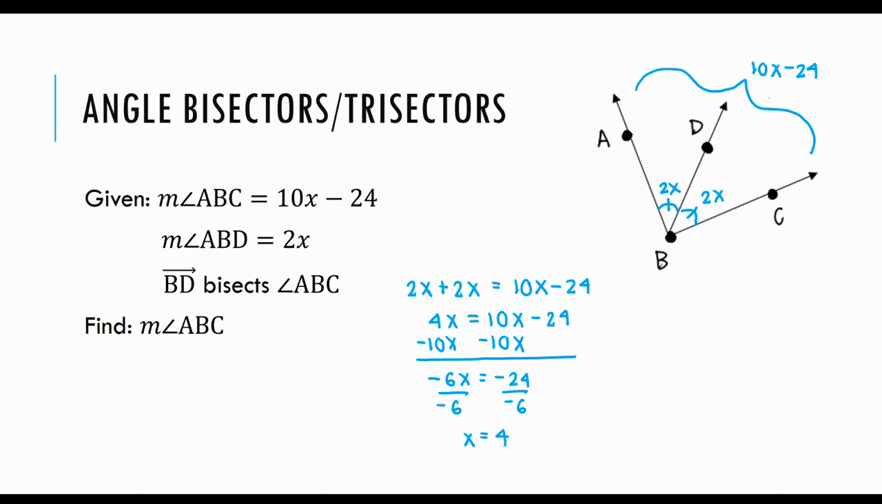So to find then the measure of angle ABC, we're going to plug that back into the expression. So ABC is 10 times now 4 minus 24. 10 times 4 is 40. When I subtract 24 from it, I'm going to get an answer of 38. We're talking angles, so I'm going to put the degree symbol there. So 38 degrees.